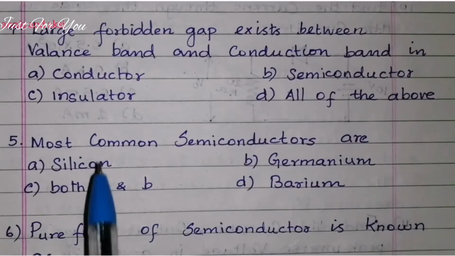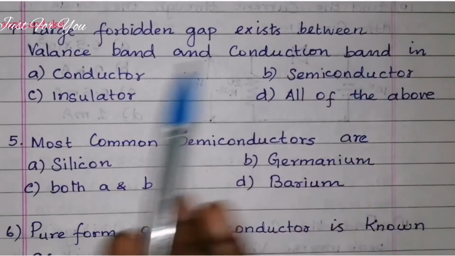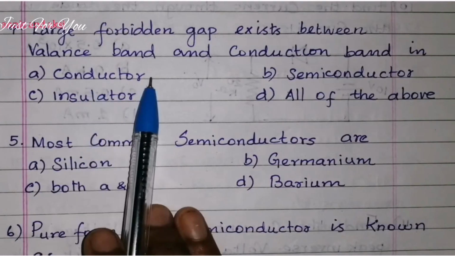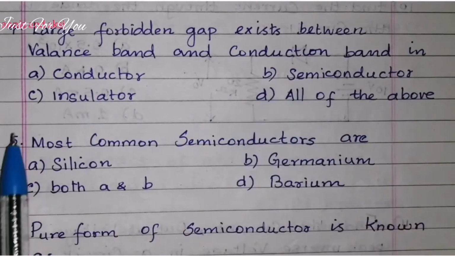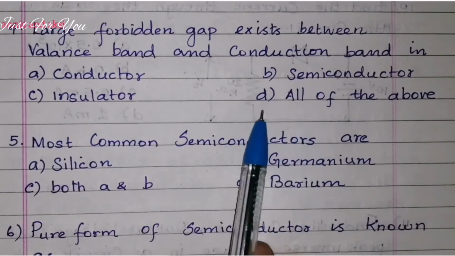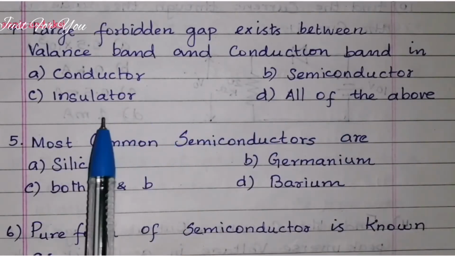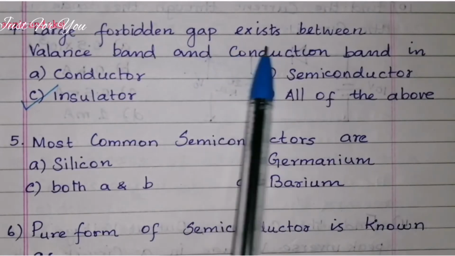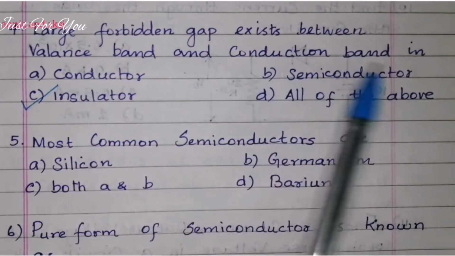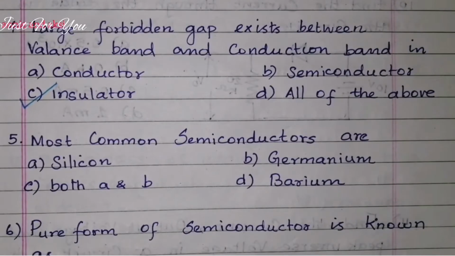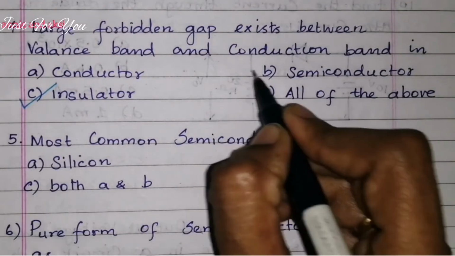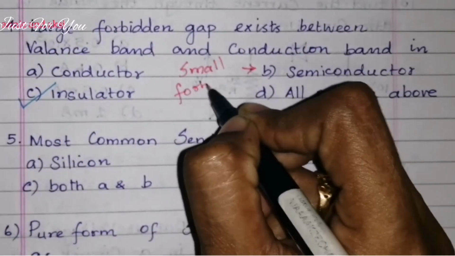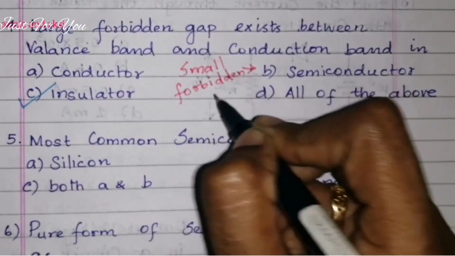Next question. Large forbidden gap exists between valence band and conduction band in. The options are option A conductor, option B semiconductor, option C insulator, option D all of the above. The right answer is option C, insulator. In insulator, large forbidden gap exists between the valence band and the conduction band. In semiconductors, small forbidden gap exists between the valence band and the conduction band.